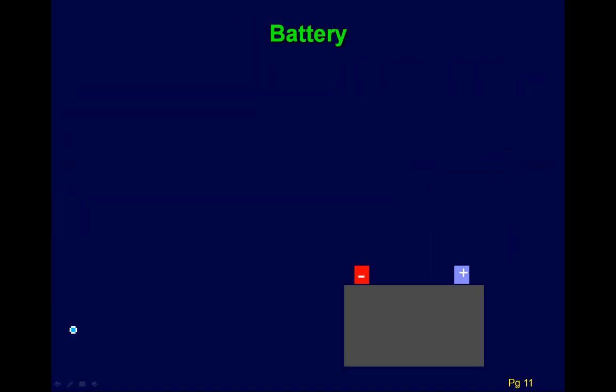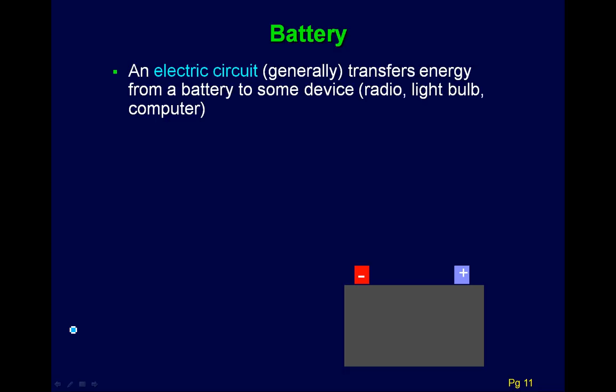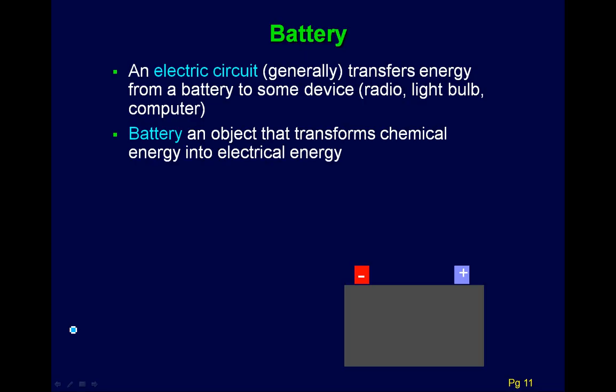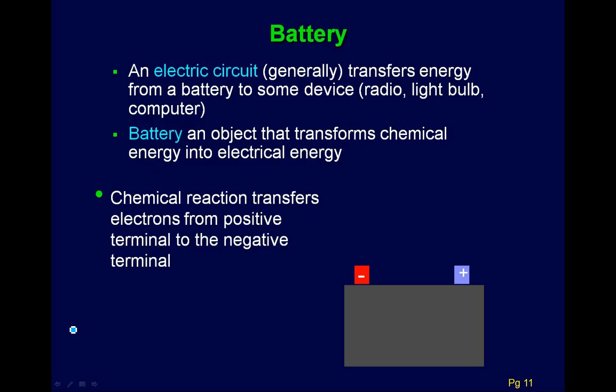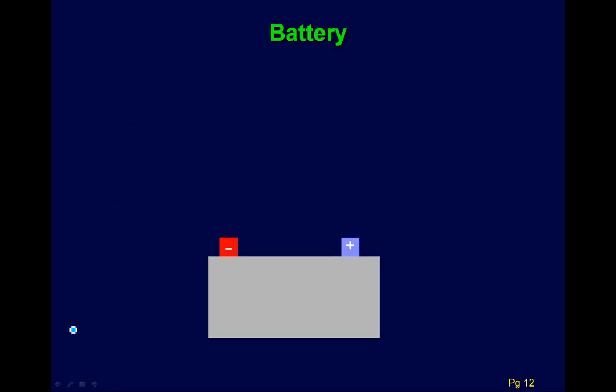Finally, I just wanted to connect this to the idea of a battery, which is something we're going to be using a lot in the next couple of weeks. We're going to talk a lot about electric circuits. An electric circuit generally transfers energy from a battery to some device, maybe a radio or a light bulb or a computer. A battery is an object that transforms chemical energy, usually, into electrical energy. This is more chemistry, but there are chemical reactions that transfer electrons from the positive terminal to the negative terminal, and this gives the terminals a potential difference.